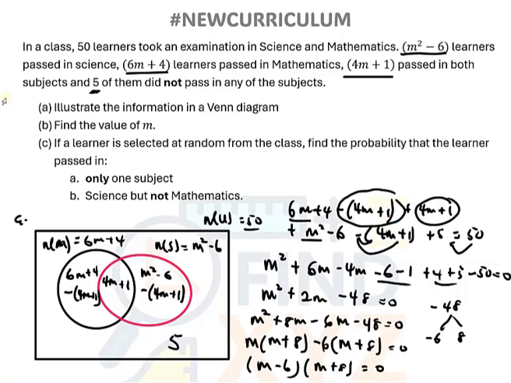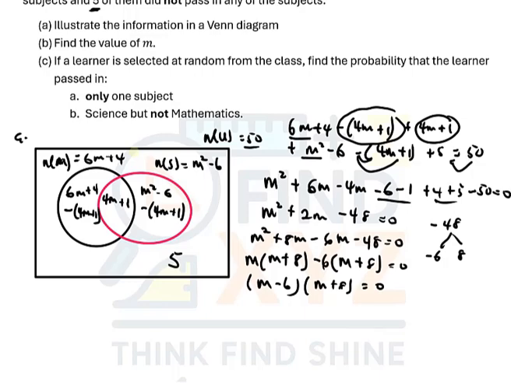So we have two numbers multiplying to give us 0. So it means that either of them can be 0. So we have m minus 6 being equal to 0. We send this here, so m is equal to 6. Or m plus 8 can be 0. We send this to this side, so we have m being equal to negative 8.